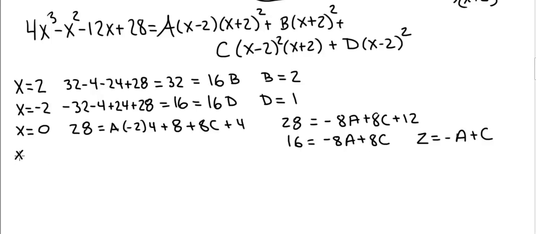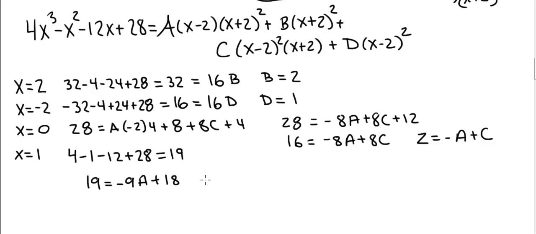Pick another value of x. Say x equals 1. That one is easy to work with. On the left we have 4 minus 1 minus 12 plus 28, so that's equal to 19. And on the right, plugging in 1, we have 1 minus 2 is minus 1, and then 1 plus 2 is 3, so minus 9a. We have 19 equals negative 9a, and then we have 9b. b is equal to 2, so that's plus 18. 1 minus 2 is minus 1. Minus 1 squared is 1 times 3 plus 3c, and plus 1 for the d term.